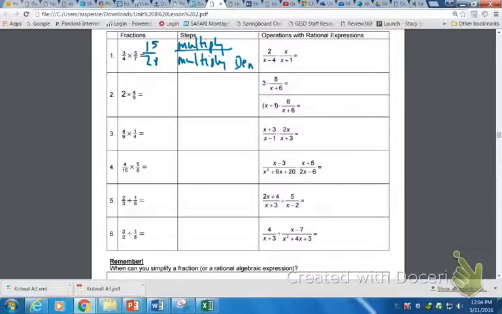So my numerator here, I have a 2, and my second one, I have an x. If I multiply those together, what would I get? 2x. My denominators, I have an x minus 4 here, and here I have an x plus 1. How would I multiply those together? FOIL. Yeah, so let's FOIL that out.